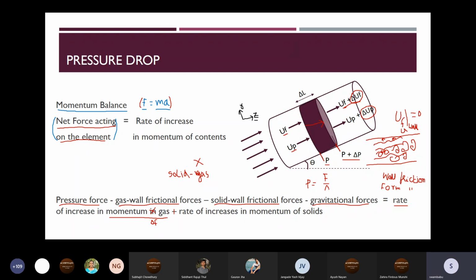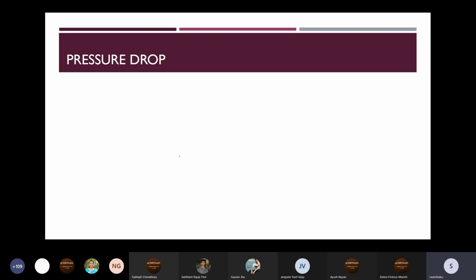Earlier I already showed normal force and shear force. Here pressure uses the normal force. So the pressure force is the normal force per unit area. So pressure force equal to what will come? Pressure into area. The pressure force, or the normal force, is nothing but the pressure into area.